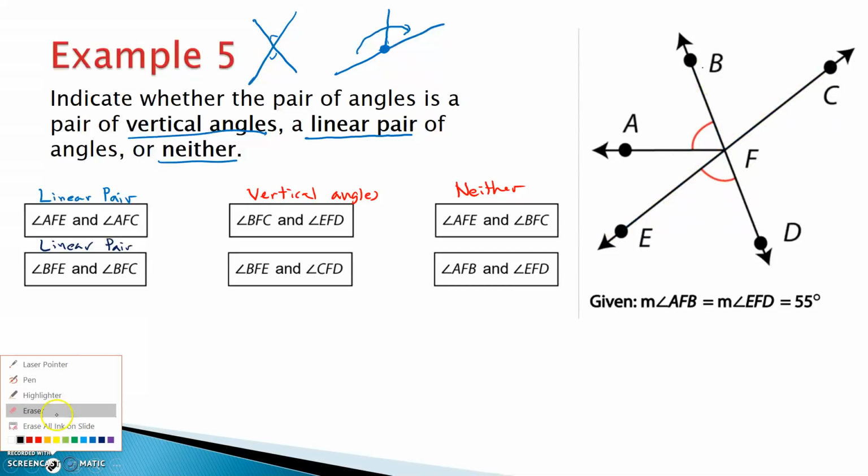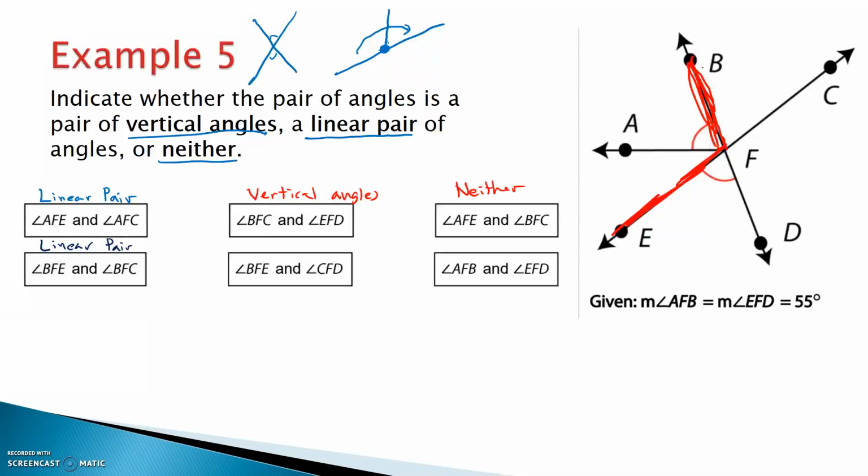Erase. Let's do this in red. B, F, E. So from B to F to E. So I have this guy right here. And then what else? C, F, D. From C to F to D. So I'm worried about this chunk over here, and I'm worried about this chunk over here. Well, those look like two intersecting lines, and I'm taking a look at opposite angles. Those are what we call, again, vertical angles. I wonder if the last one's going to be neither. I wonder. All right, let me erase all this.